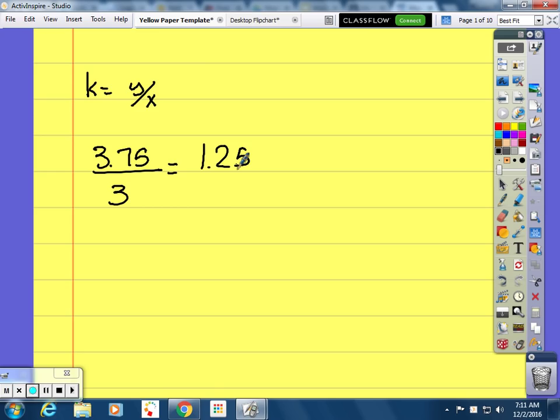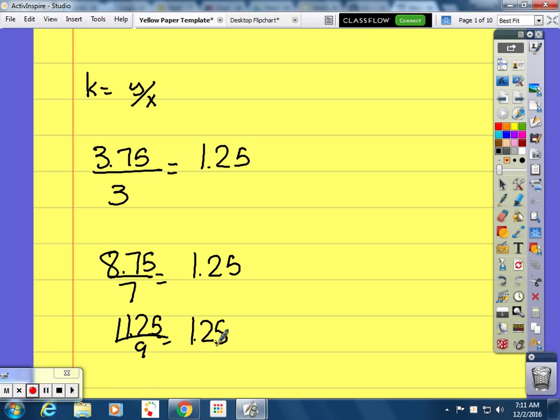To just be sure, though, we're going to do the others. 8.75 divided by 7, which turns out to be 1.25. 11.25 divided by 9, which turns out to be 1.25, which is $1.25, and 16.25 divided by 13 turns out to be 1.25. So my constant is $1.25.